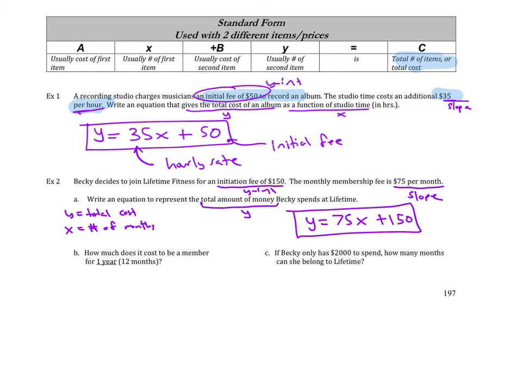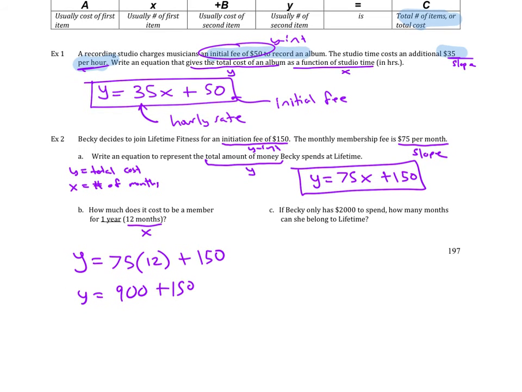Now here in part B, how much does it cost to be a member for 1 year? So that's 12 months. So what I have to do is plug in 12 for x. Right, the number of months is x, so I'm going to take my equation and say y equals 75 times 12 plus 150. And 75 times 12 is 900, plus 150. So my total cost would be $1,050 for 12 months.